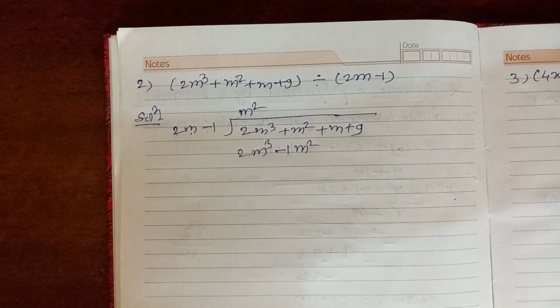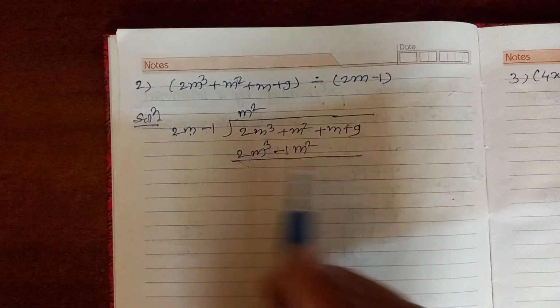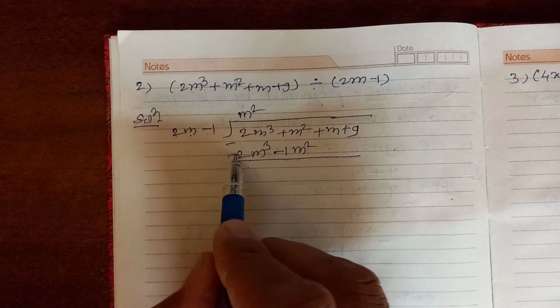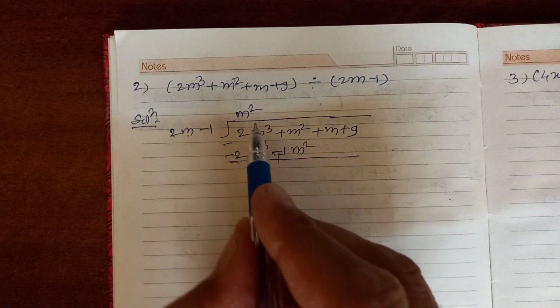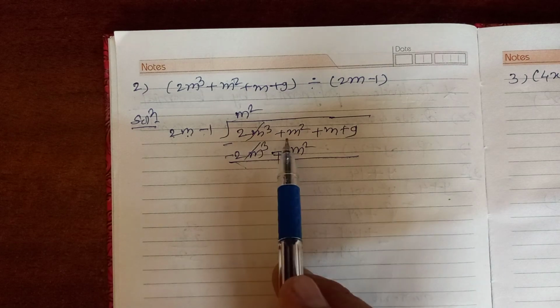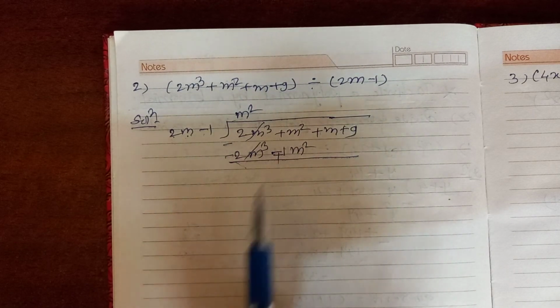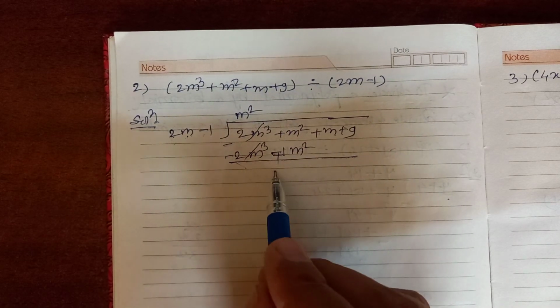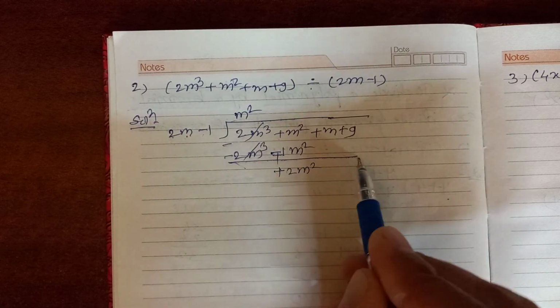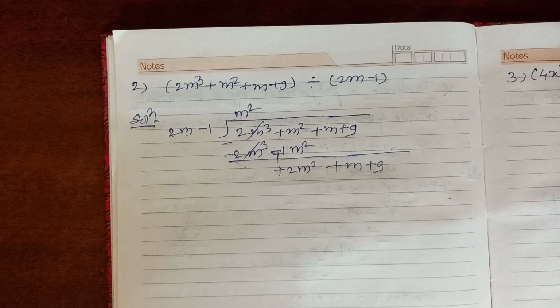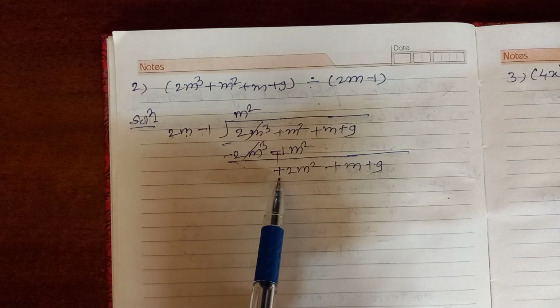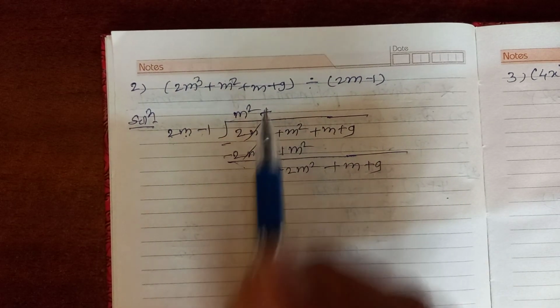m square into minus 1, minus m square. Sign is very important. So we have to subtract, again change the sign, here plus becomes minus, minus becomes plus. This first term is cancelled. Plus m square, 1, here also 1. So here plus 2m square, right? Remaining all terms, plus m plus 9. Okay, again see the sign, a plus sign, put here plus.